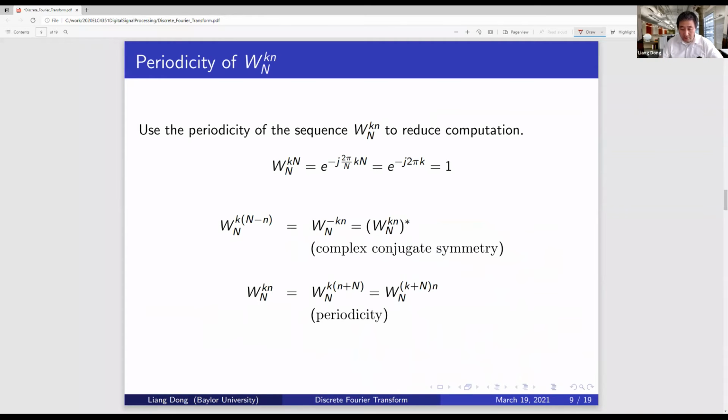Let's see how we can achieve that reduction in complexity. We make use of the periodicity of the sequence. We know W_N is defined such that it is e to the negative j 2 pi over capital N.